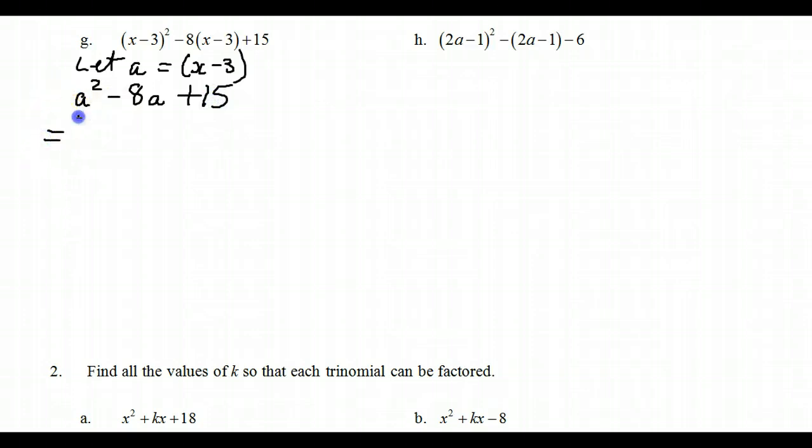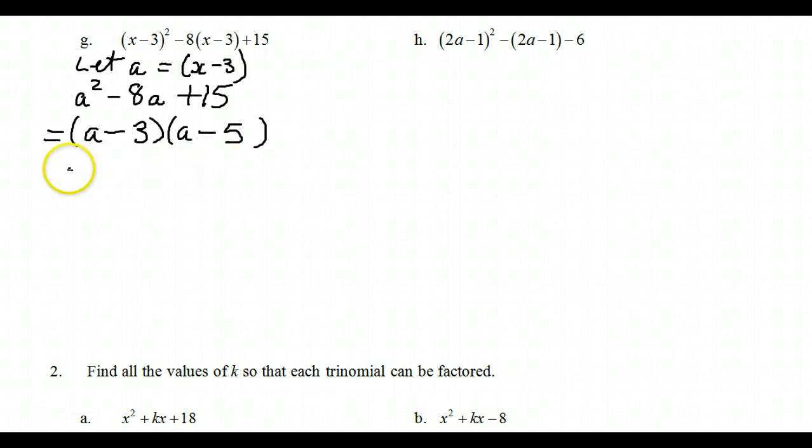Okay, let's factor that. That's a plus, so they're both the same sign, and they are in fact both negative. I need two numbers that multiply to 15 and add up to 8. Numbers will be 3 and 5. Doesn't matter where they go. But we're not really done here. What we've done is we've factored the simpler form, so now we have to go back and replace the a with an x minus 3.